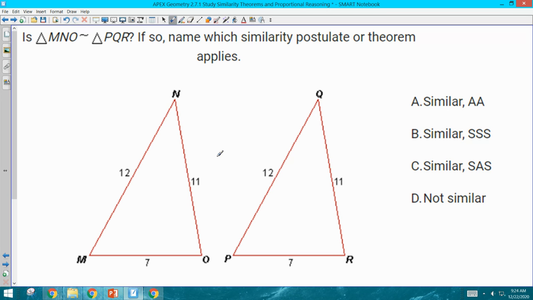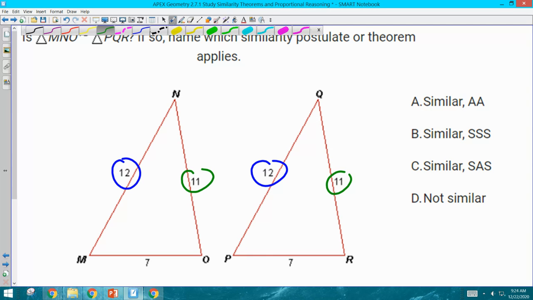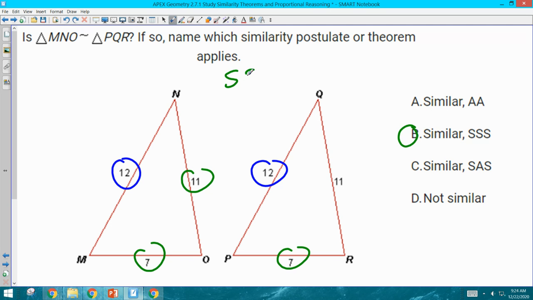So are these two triangles similar to each other? Well, actually, I have 12 and I have 12. I have 11 and I have 11. And I have 7 and I have 7. So actually, they are similar to each other. Why? By side, side, side. If I set it up, it's 12 over 12 equals 11 over 11 equals 7 over 7. All of them reduce to a scale factor of 1.